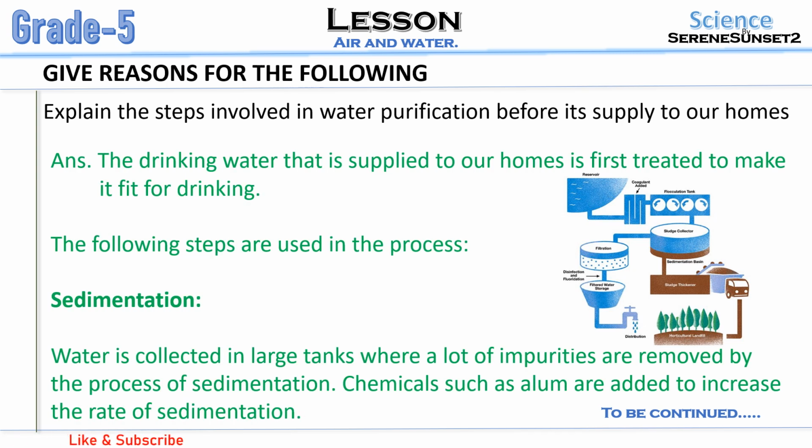The drinking water that's supplied to our homes is first treated to make it fit for drinking. The following steps are used in this process. Sedimentation. Water is collected in a large tank where a lot of impurities are removed by the process of sedimentation. Chemicals such as alum are added to increase the rate of sedimentation.